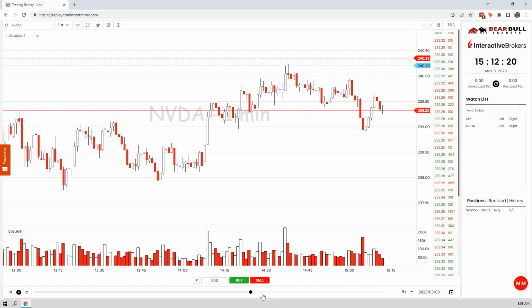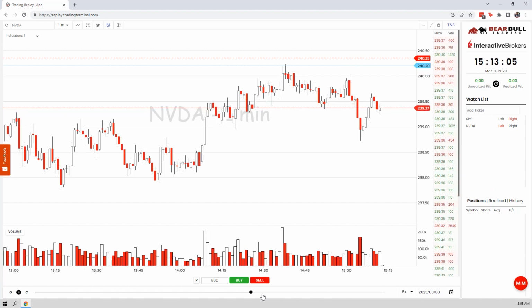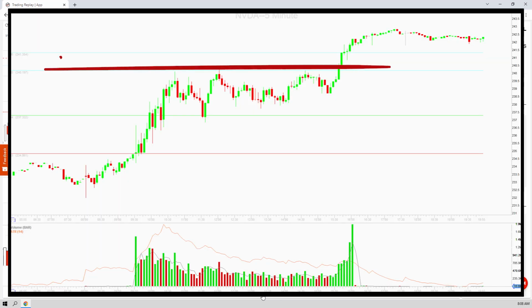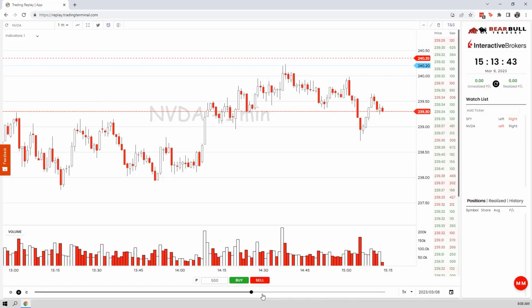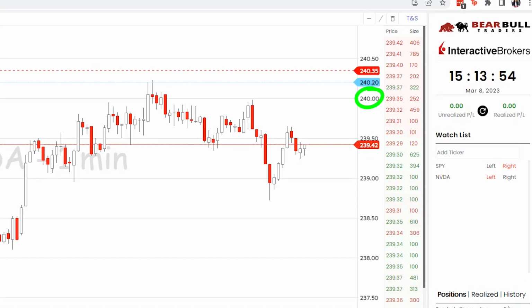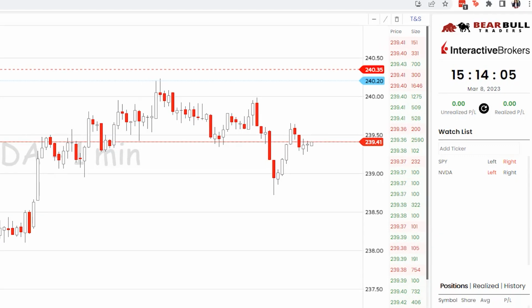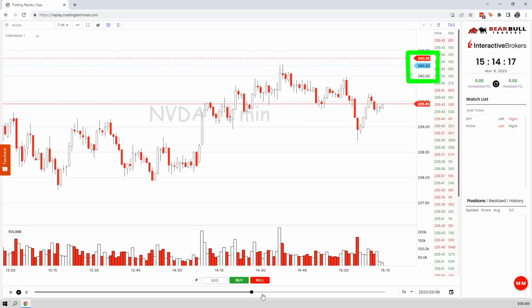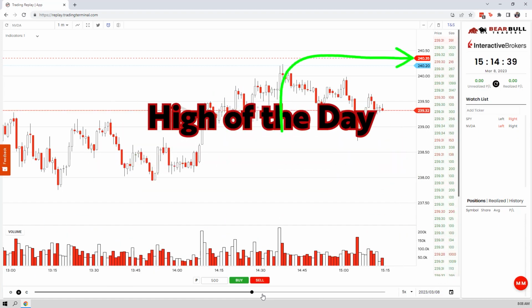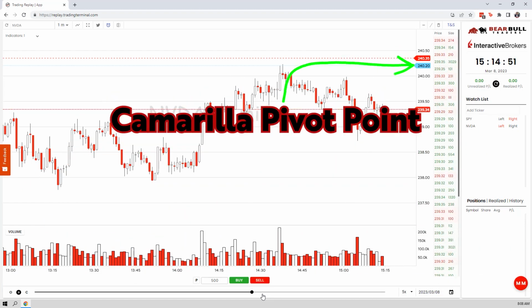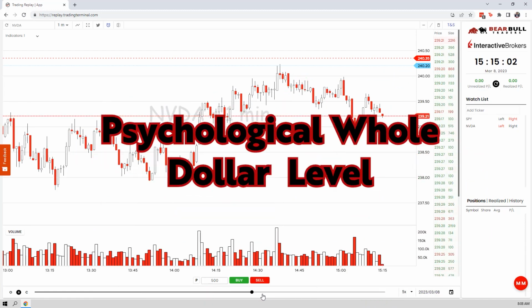So on this trade in particular, I have the high of day marked here, which is 240.35. This level here at 240.20 is R5 on the Camarilla pivot points. You'll notice that level here on a separate chart that I've pulled from DOS Trader. One more thing about this area is that it's a whole dollar level, and typically whole dollar levels are psychological price points. So we have three things here as resistance that would lead to a decent pop if it breaks: the high of day, the R5 Camarilla pivot level, and the psychological whole dollar level at 240.